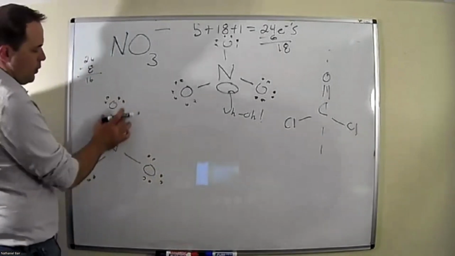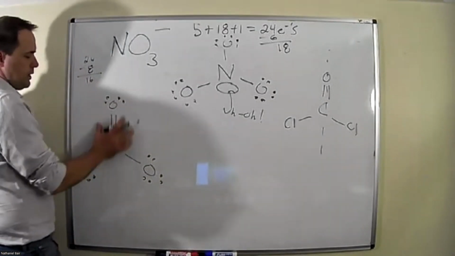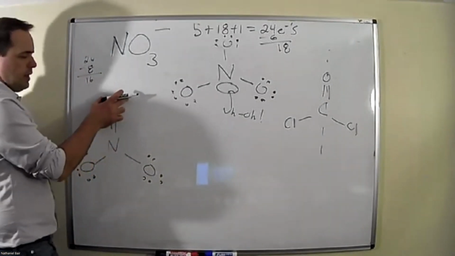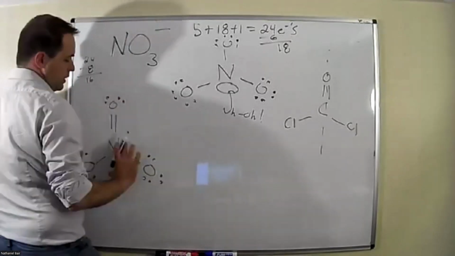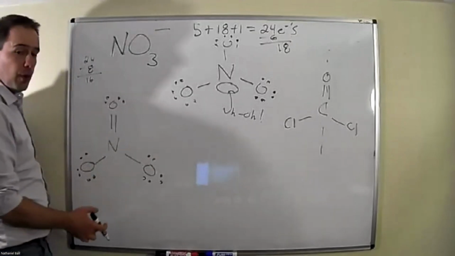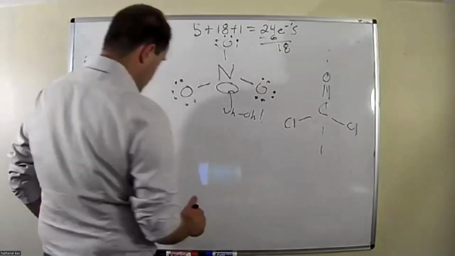Now, okay, what do you get out of this? Well, the oxygen here with its double bond to the nitrogen has 2 lone pairs. The oxygen that is singly bound to the nitrogen has 3 lone pairs. So what are we gonna do? We're gonna draw this sucker again.